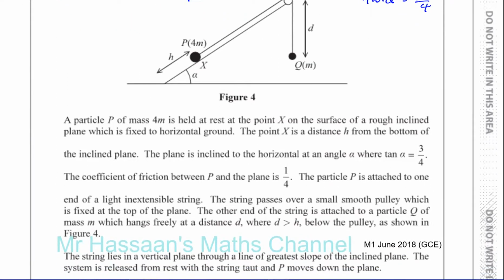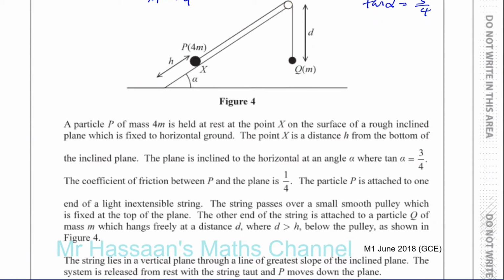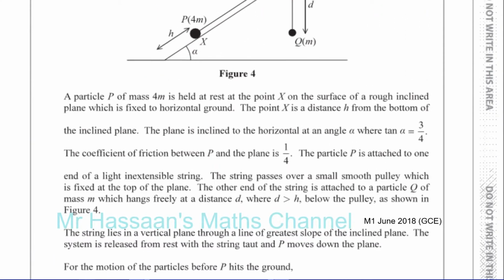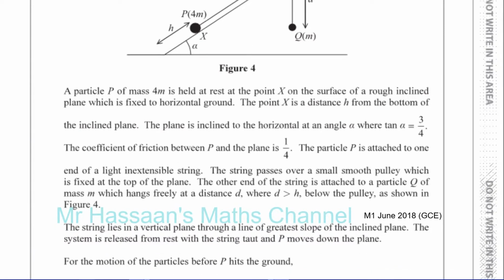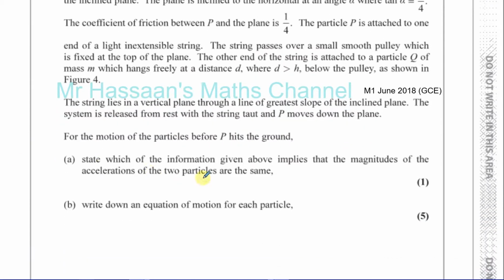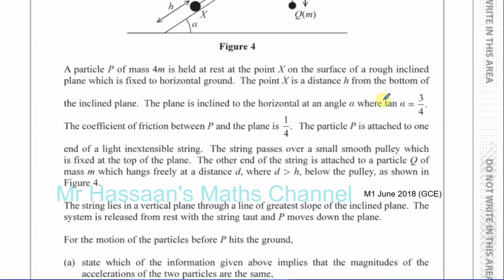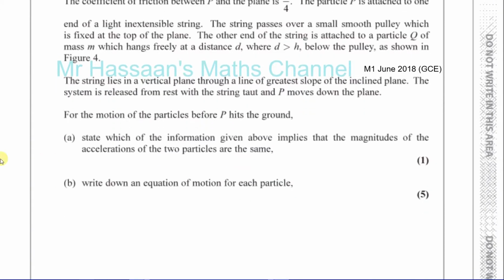Anyway, the string lies in a vertical plane through the line of greatest slope of the inclined plane. The system is released from rest with the string taut, and P moves down the plane for the motion of the particles before Q hits the ground. First of all, state which of the information given above implies that the magnitudes of the accelerations of the two particles are the same. Well, it's because they're both attached to the same inextensible string.